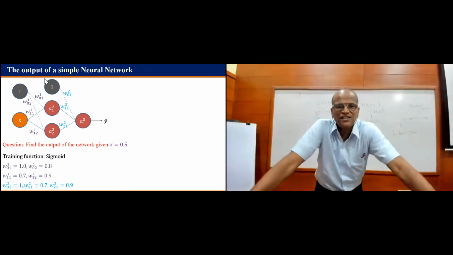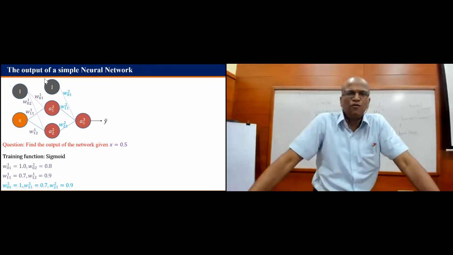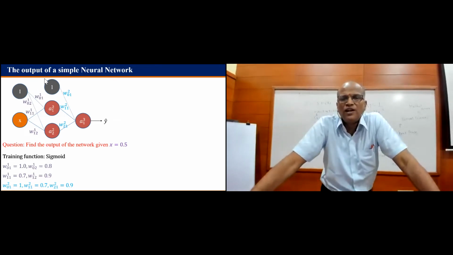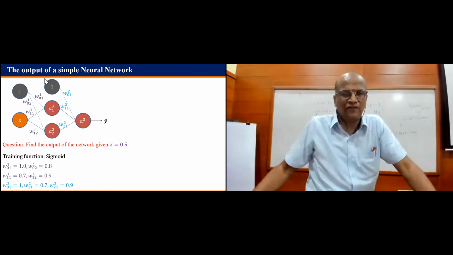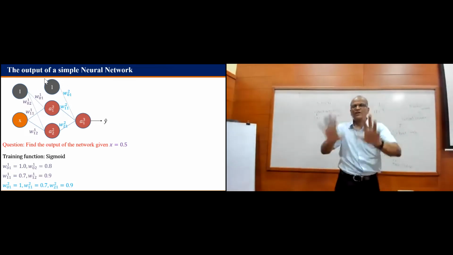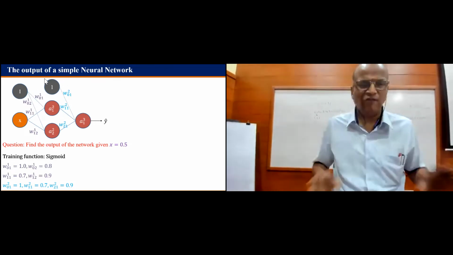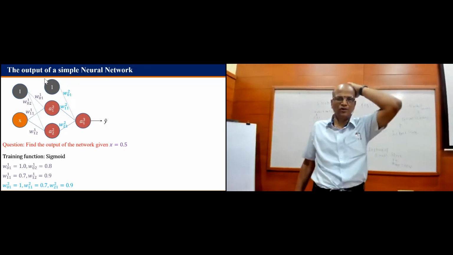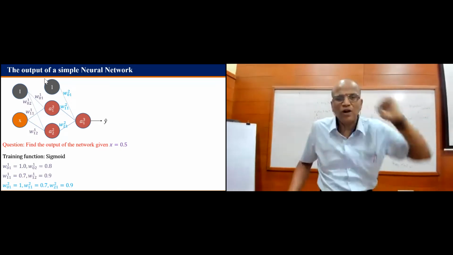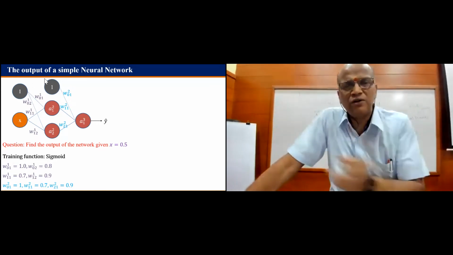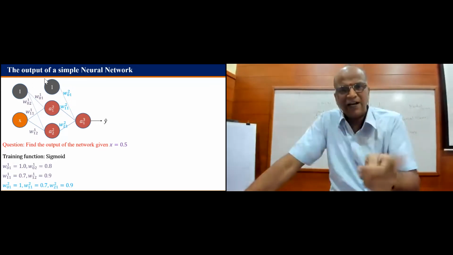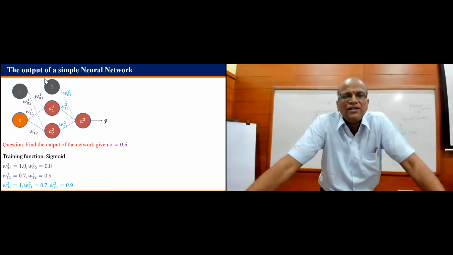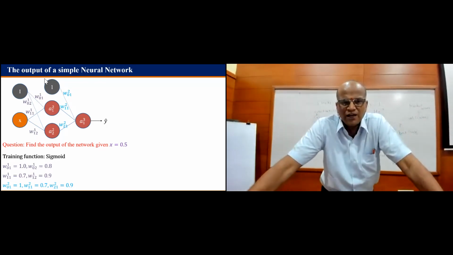Now the question before us is: find the output of the network given x equal to 0.5. The training function is sigmoid. The 7 weights are given to you. Please note that the blue color is basically from the hidden layer to the output layer. The training function is sigmoid. So is the question clear to us?